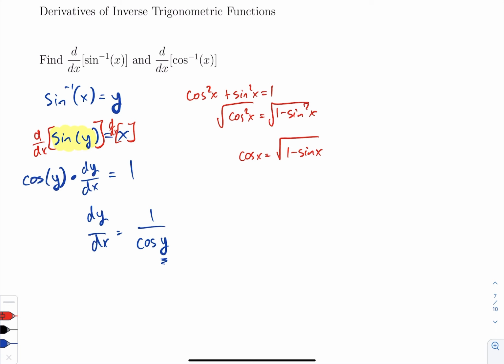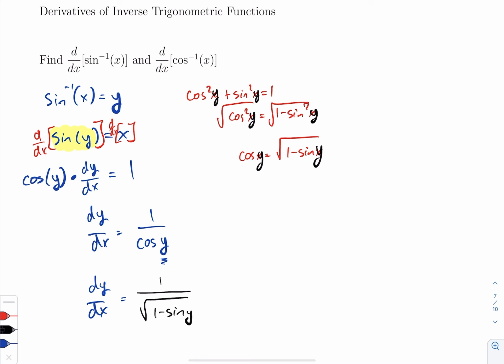I'm going to change all of these to y's. It doesn't matter, I could use any variable here. But when I substitute into my derivative, dy dx, I'm going to write this as 1 over the square root of 1 minus sine squared of y.